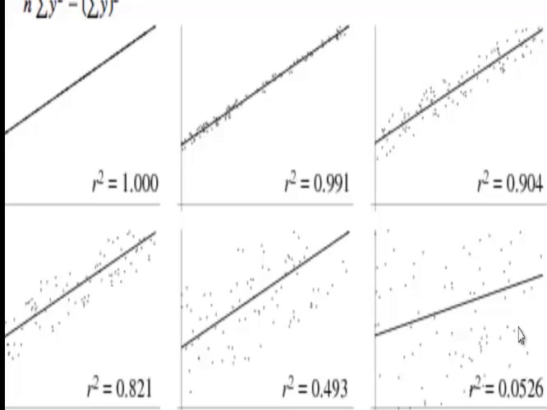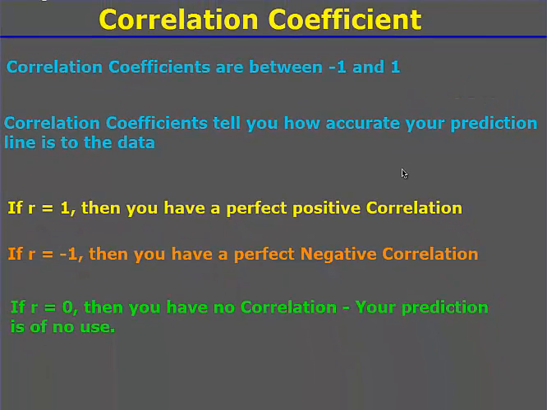Okay, so coming back, if R equals 1, then you have a perfect positive correlation, which means every data point is really, really close to your line of prediction, but your line is going to point up. You're going to have a positive slope. Everybody okay with that idea, yes or no? Okay, one person saying yeah, I hope everybody else is on the same boat.